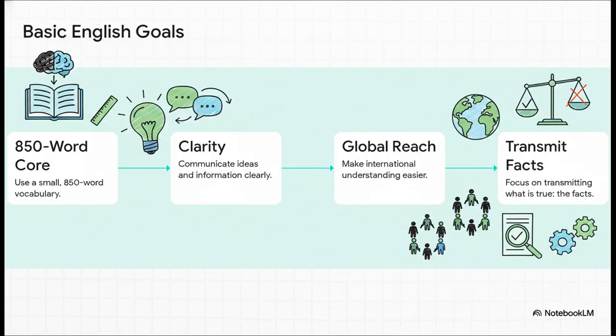So let's look at the game plan here. First, you shrink the toolbox down to just those 850 words. The main goal is to get ideas across with zero confusion, which, hey, also makes it a whole lot easier for people from different countries to understand each other. And here's the most important part. The entire system is built to communicate what is true, to focus on the facts.